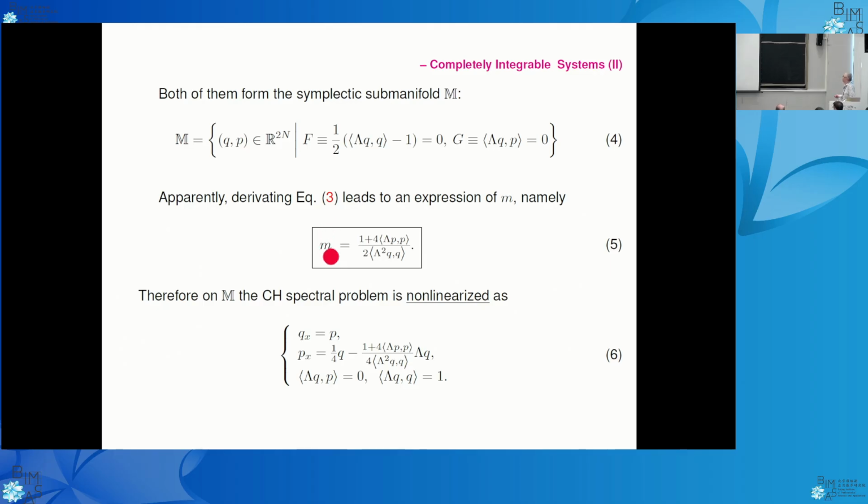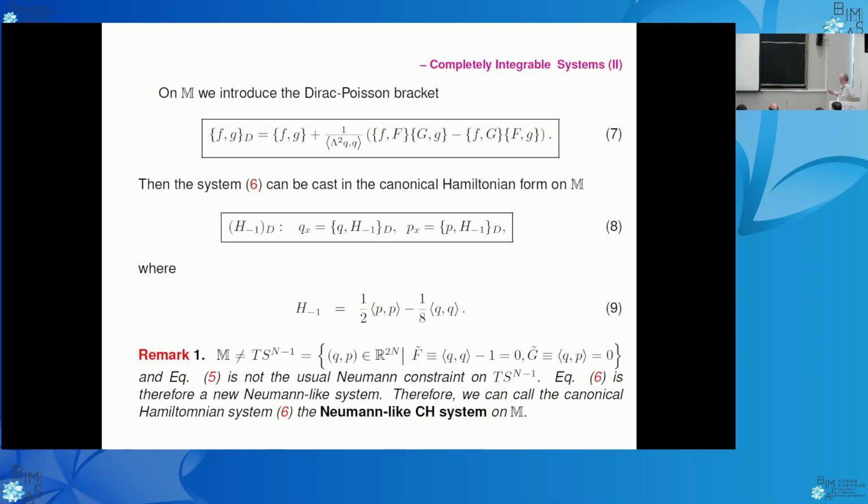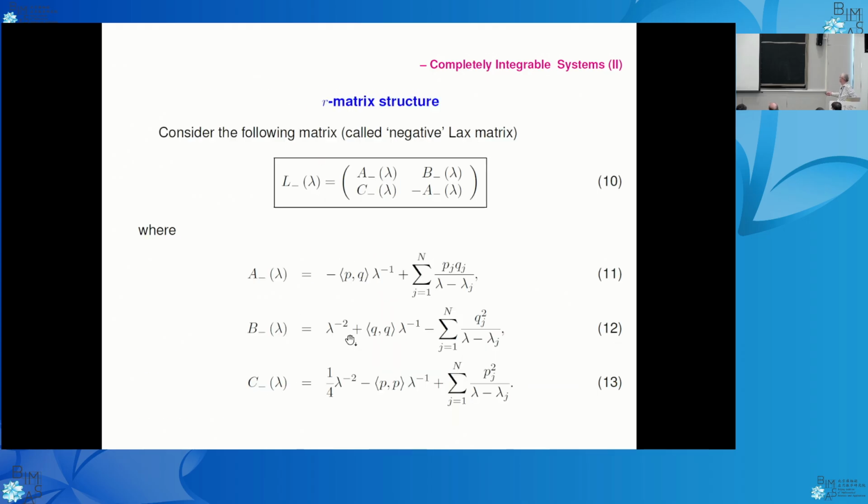How do we find the constraint? Now plugging back the Camassa-Holm spectral problem, you have this system with two constraints. This is different from the positive direction. Now I'm going to see here the Dirac-Poisson bracket. I showed you earlier, it is already covered. Let me jump to the next page.